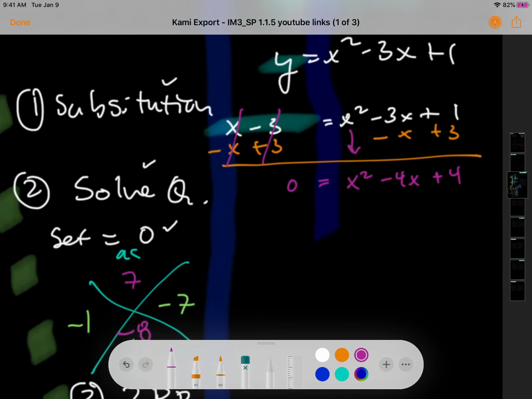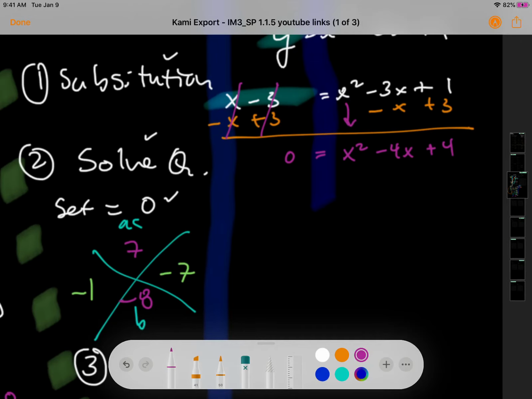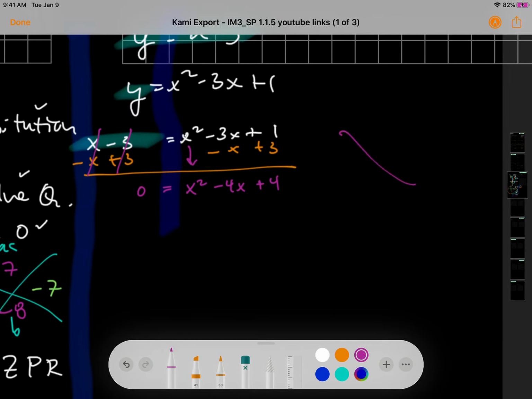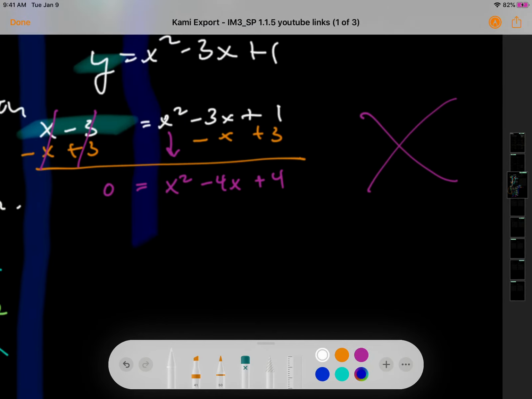And again, we're trying to solve this quadratic. So the best way of solving is by using factoring. So let's see if we can factor this. A times c is 4. My b value is negative 4. My two numbers that multiply to be positive 4, but add to be negative 4, would be negative 2 and negative 2. All right, so that gives us 0 equals x minus 2 times x minus 2.